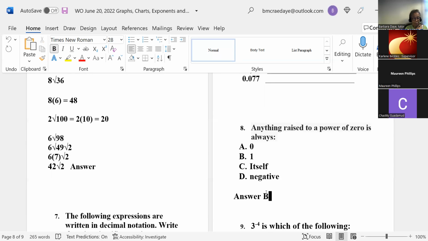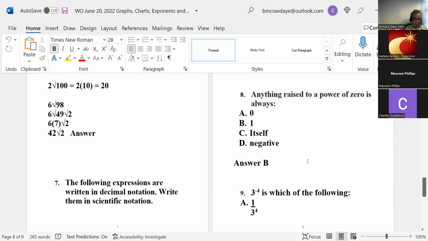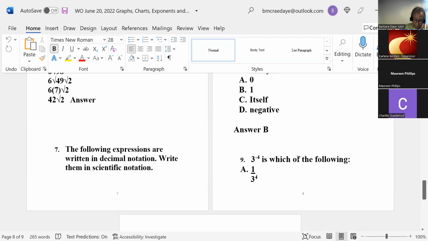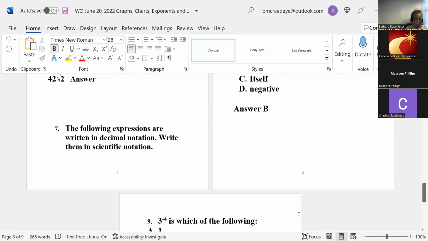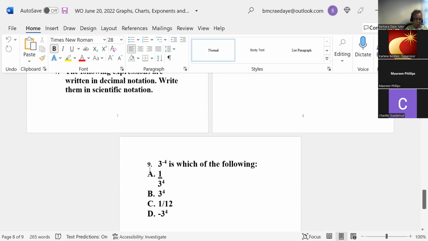That's right. Anything raised to a power of 0 is always 1. It could be a constant, it could be a number, but anything raised to a power of 0 is always 1. Now, number 9, Maureen, you didn't answer that one. I wonder why. No, I couldn't understand that one. Okay.